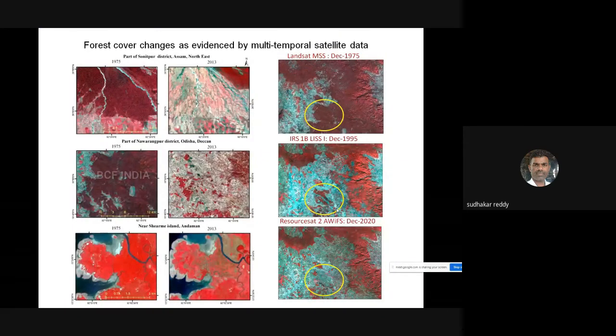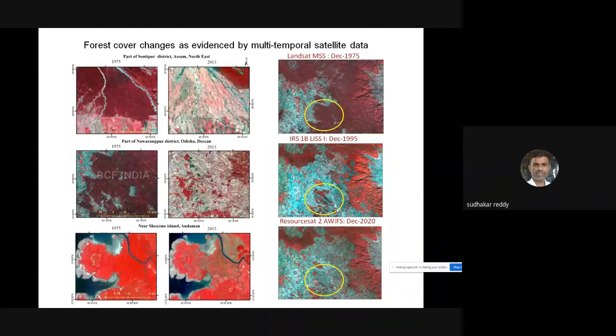Here, I am showing the different image chips derived through different sensors, like the 1975 image, 1995 image, and 2020. Here, I am showing the satellite imageries in false color composite. The false color composite means the vegetation appears in a red color. And if you compare 1975 versus 1995 and then 2020, there is tremendous change in the identified circles. Those areas are clearly depicting a change in the spectral response of the pixel.